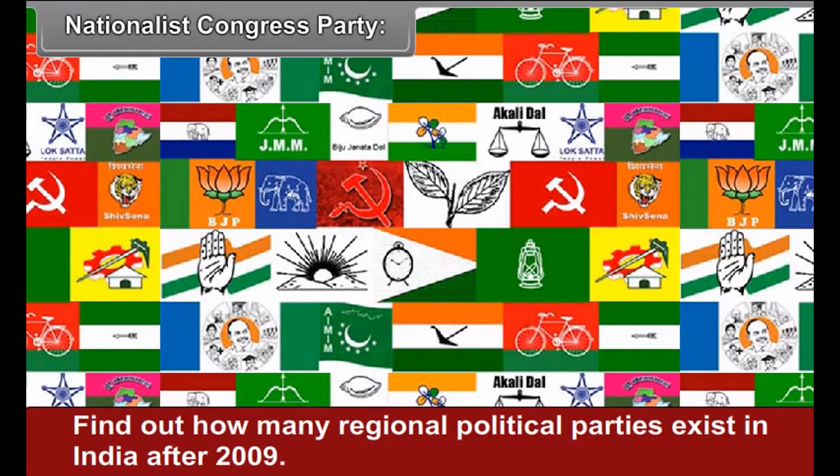Activity. Find out how many regional political parties exist in India after 2009. Which parties formed coalition governments in Uttar Pradesh?